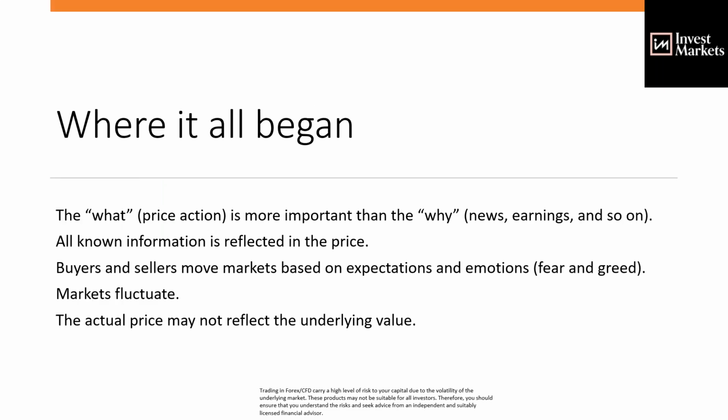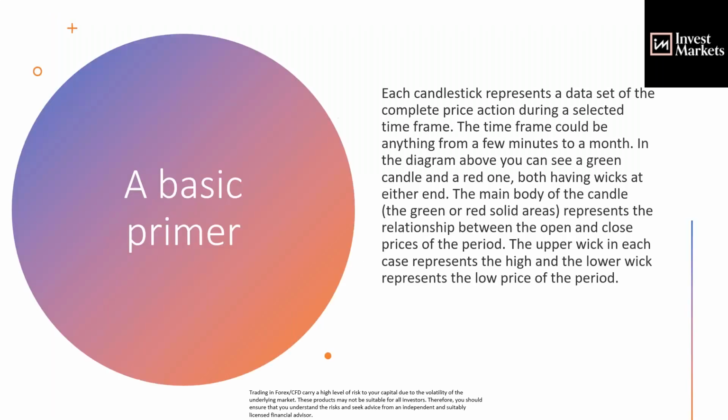But candlesticks give us a lot of information. Each candlestick represents a data set of complete price action during a selected time frame. So in other words, if you're looking at a 1 hour candle on a 1 hour chart, that candlestick will represent the open, the high, the low, and the close in that 1 hour. If you're looking at a 1 day chart, it will give you the open, the high, the low, and the close for that 1 day.